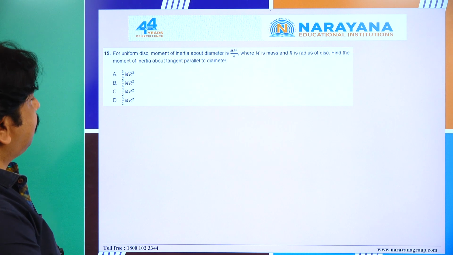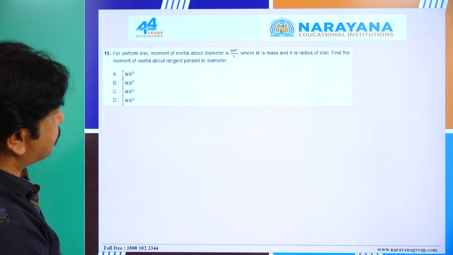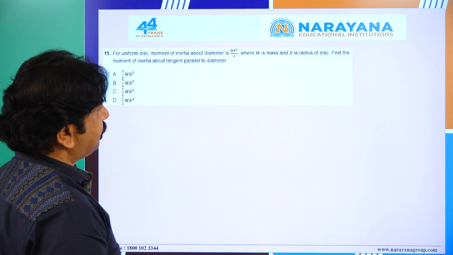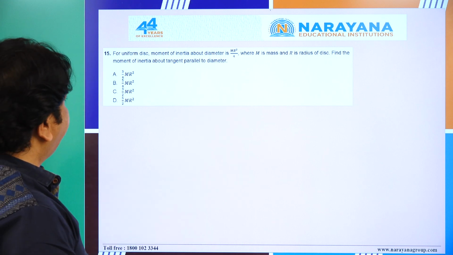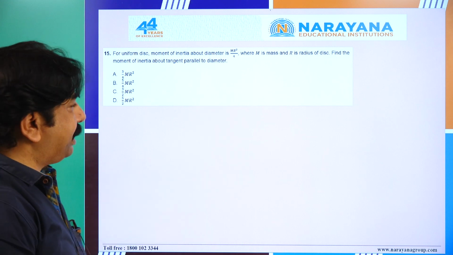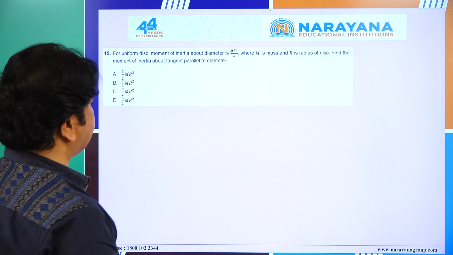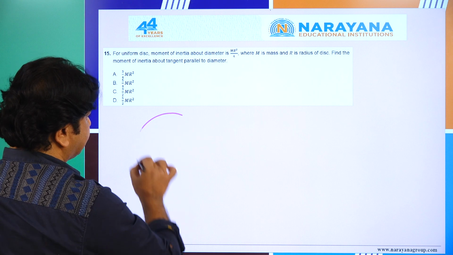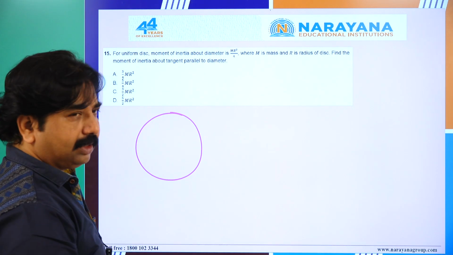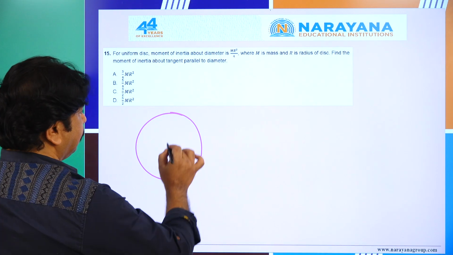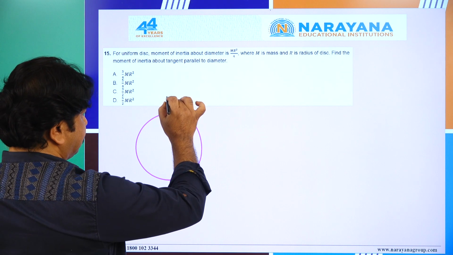For a uniform disk, moment of inertia about the diameter is mr square by 4, where m is the mass and r is the radius of the disk. Find the moment of inertia about the tangent parallel to the diameter. It's a purely rotational mechanics and inertia concept only, and a very simple question also. For example, this is the uniform disk. Any one of the diameters I am considering here.